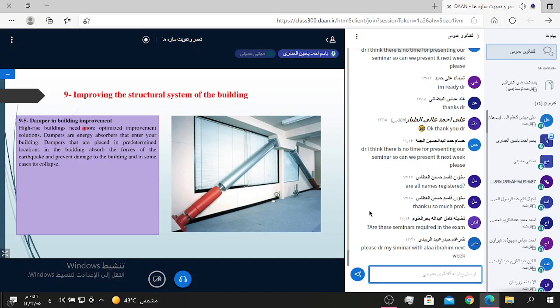Building improvement like this. High-rise buildings need more optimized improvement. Dampers are energy absorbers that enter your building. They are elements that are placed in main locations in the building, absorbing the force of the earthquake and preventing damage to the building, and in some cases reducing its cost.